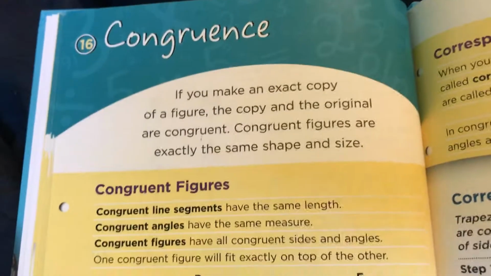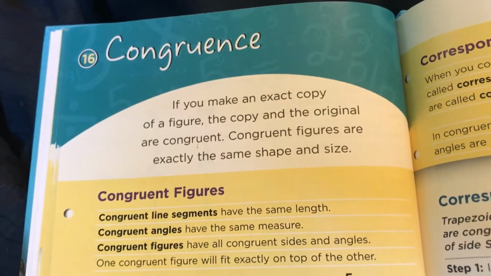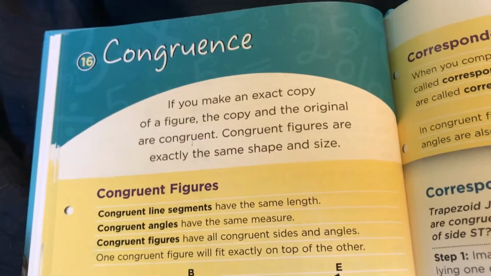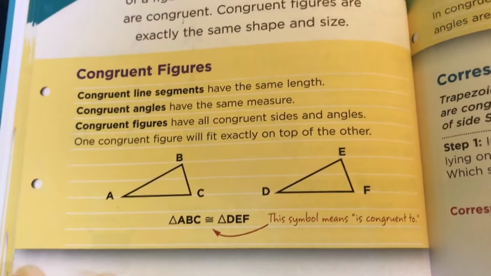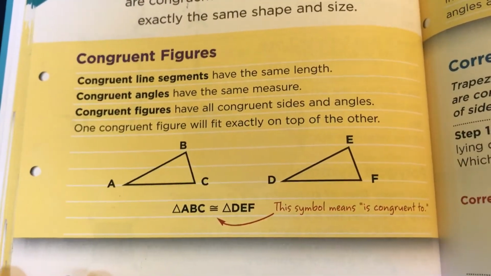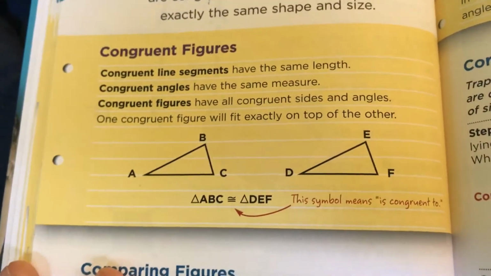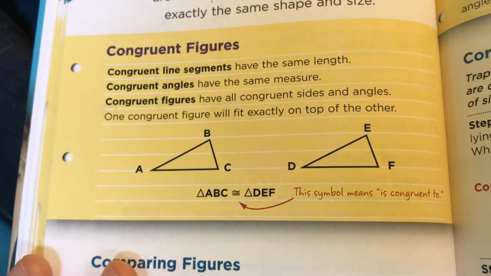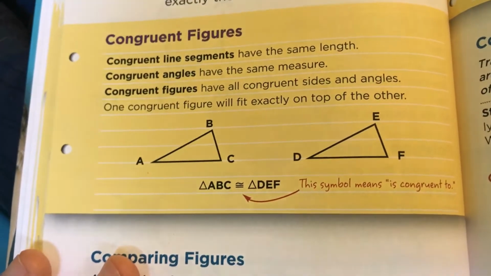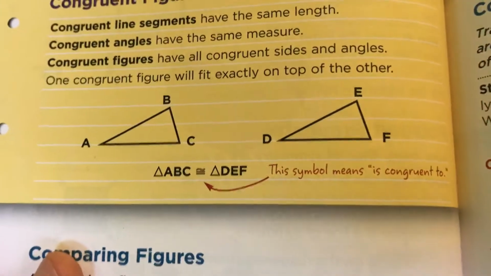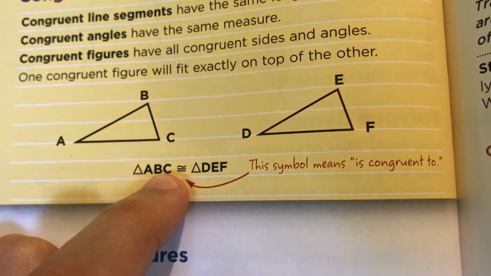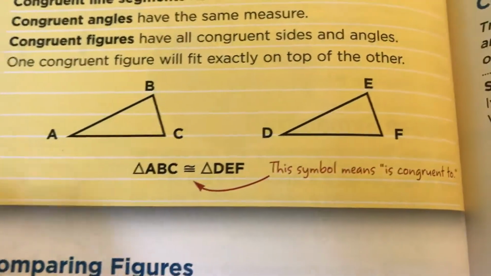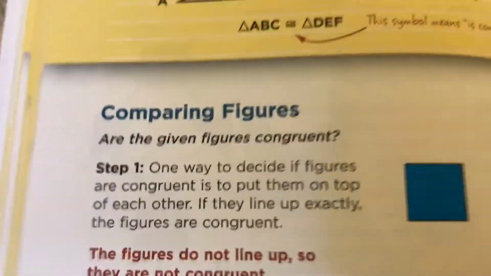16. Congruence. If you make an exact copy of a figure, the copy and the original are congruent. Congruent figures are exactly the same shape and size. Congruent line segments have the same length. Congruent angles have the same measure. Congruent figures have all congruent sides and angles. One congruent figure will fit exactly on top of the other. Triangle ABC, that's the symbol for congruent too, is congruent to triangle DEF.